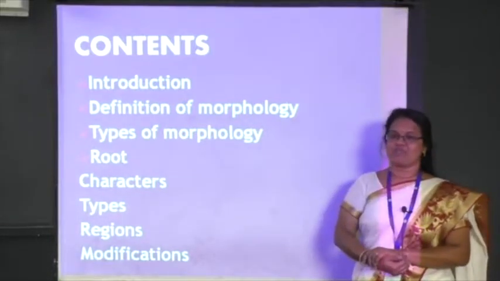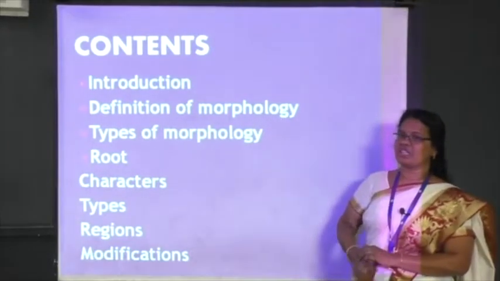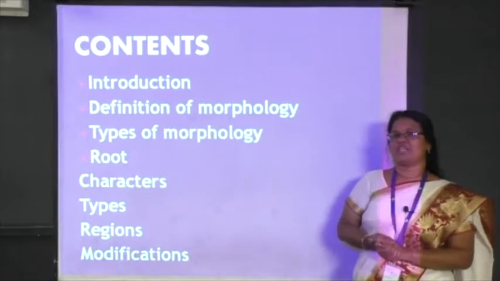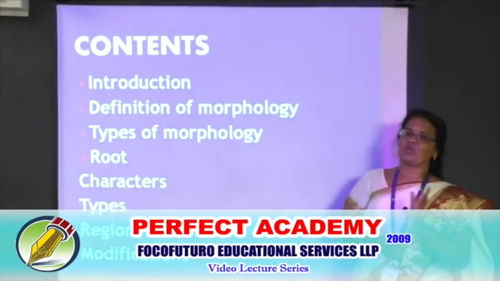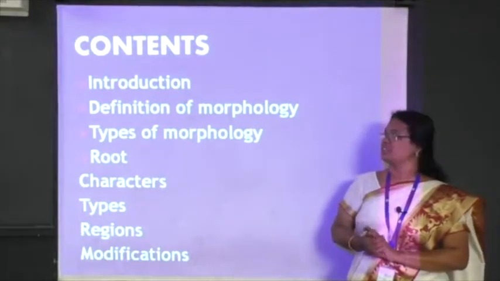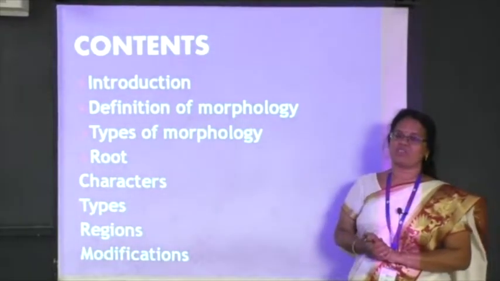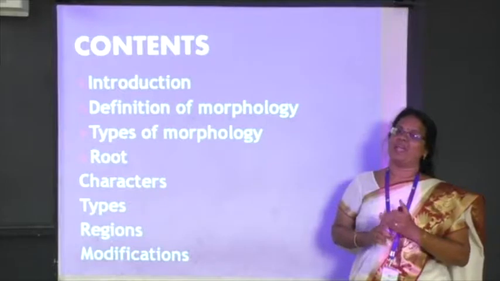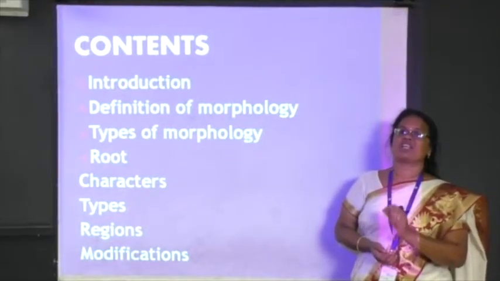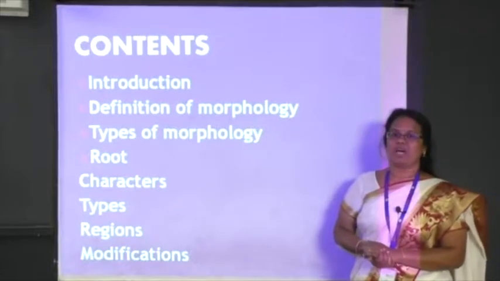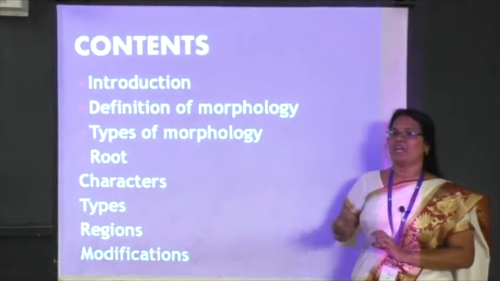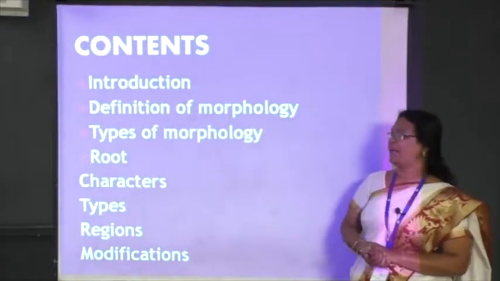In types of morphology, today we are going to deal with vegetative morphology. What is vegetative morphology? The morphological parts which deal with nutrition are called vegetative morphology. The organs that deal with vegetative morphology are root, stem and leaf. Reproductive morphology is the flower. Flower is the only reproductive organ in the plant. So flowers deal with reproductive morphology, and root, stem and leaf with vegetative morphology.